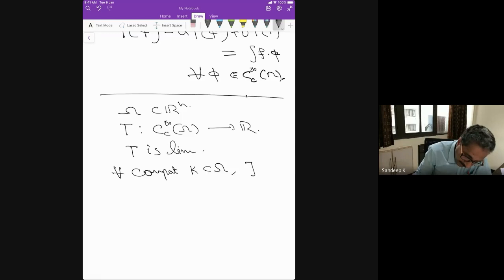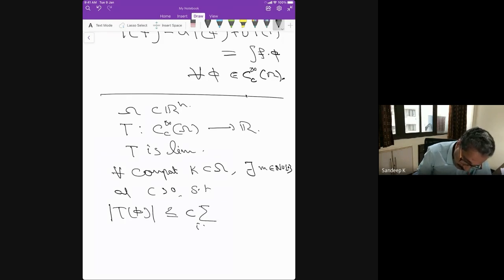Then there exists an M in N union zero and a constant C greater than zero such that the modulus of T(v) is less than or equal to C times the sum over i equal to zero to M of the supremum of D^alpha v, where D^alpha means the derivatives of order alpha. This means you can estimate it with all partial derivatives of order up to M. I have not introduced these definitions, but such quantities are called distributions.